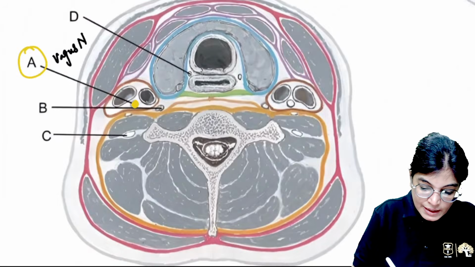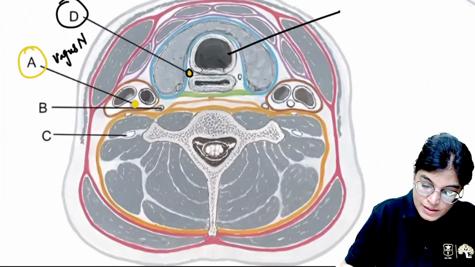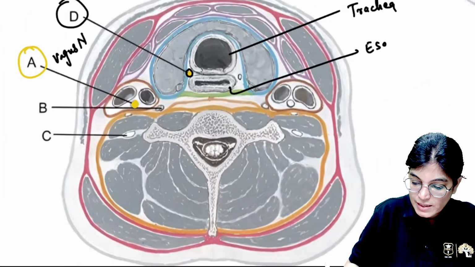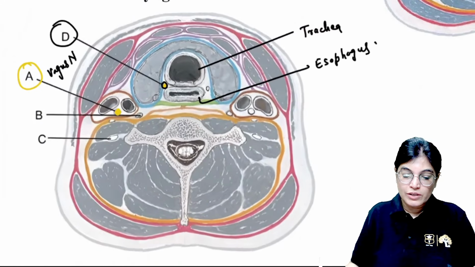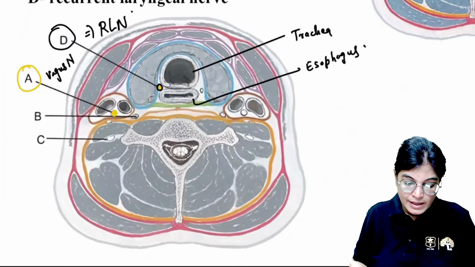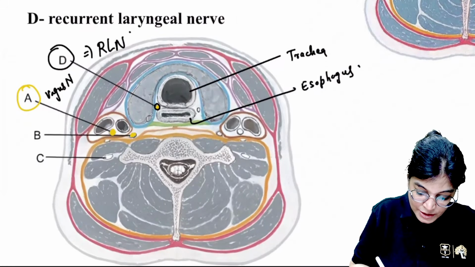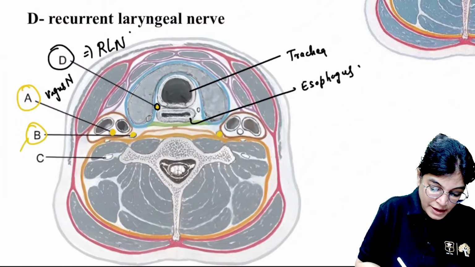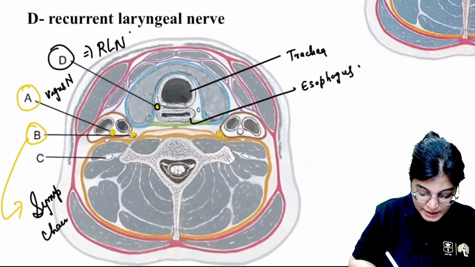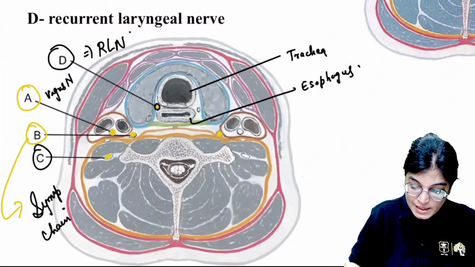If I talk about D, D is the nerve which is lying in between. You can see here, this is the T for trachea, and this is the esophagus. So basically this nerve is located in the tracheoesophageal groove. So D is the recurrent laryngeal nerve. And B, which is lying posteriorly, is the sympathetic chain, posterior to the carotid sheath. So this will be the sympathetic chain. And sorry, C is the spinal nerve.